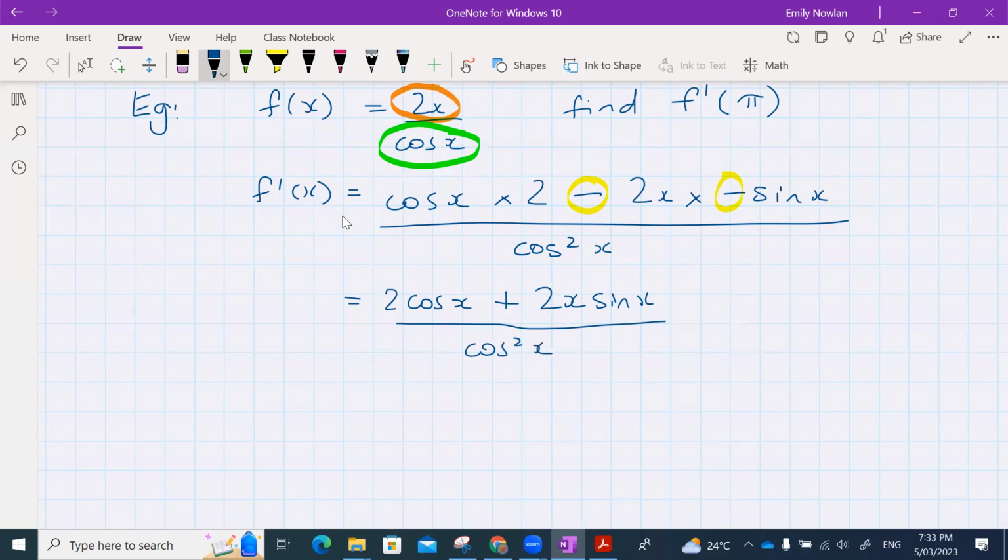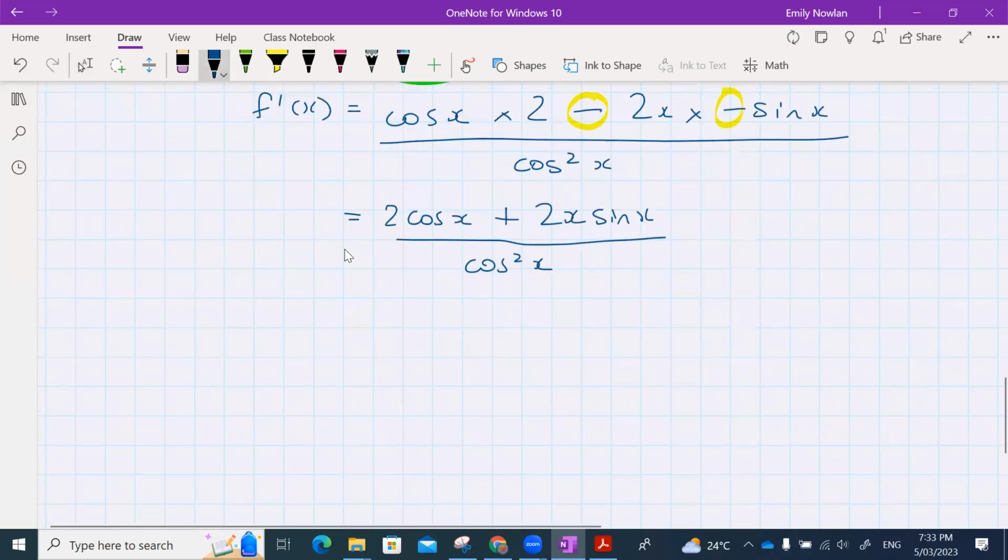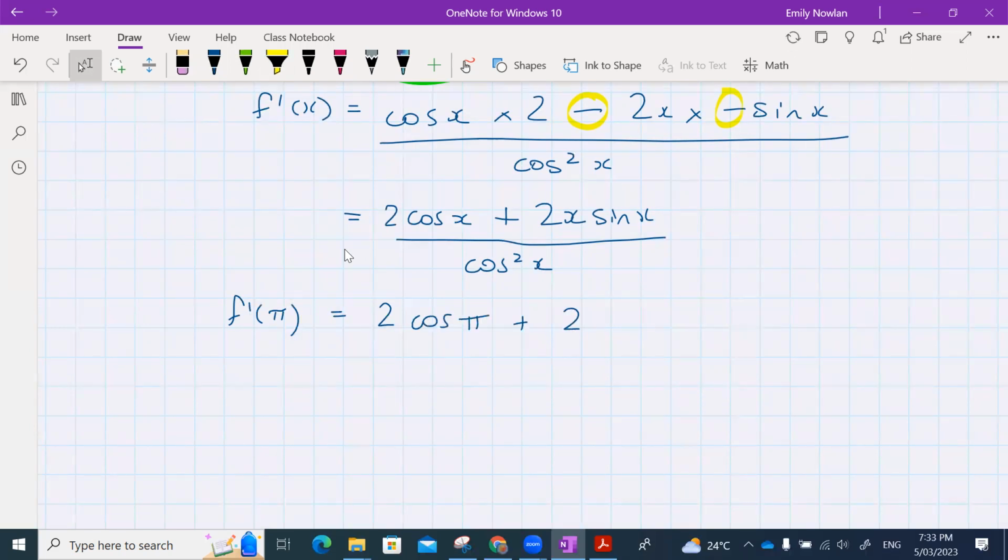Okay, but the question wasn't actually just to differentiate it. It was to find f dash pi. That means in the derivative, substitute the x with pi. 2 times cos pi plus 2 times pi times the sine of pi all over cos pi squared.